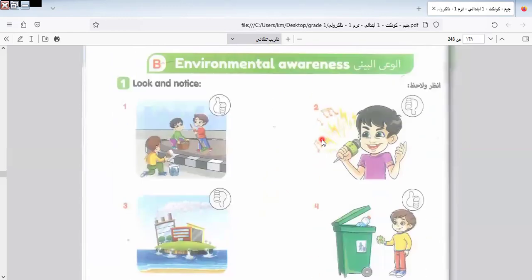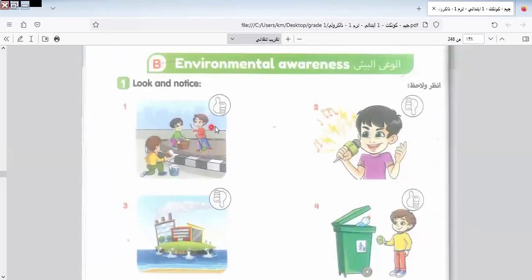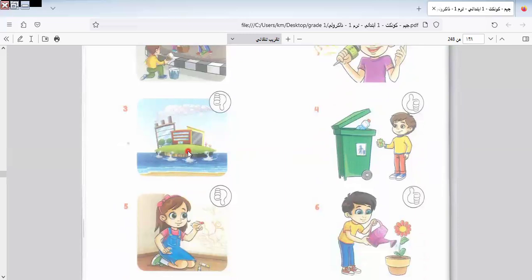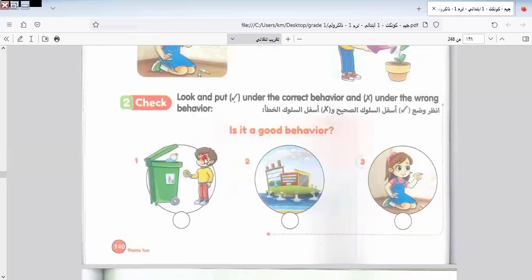Here is environment awareness. Let's continue to know the things that we must do in our environment. Painting the platform, the one who plays a song with a loud sound is wrong. Polluting the sea is wrong. Throwing the garbage in the trash is right. Writing on the wall is wrong. Watering the flower is right. So here we put the good behavior. The good behavior is this one only.